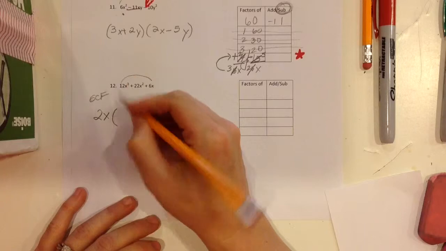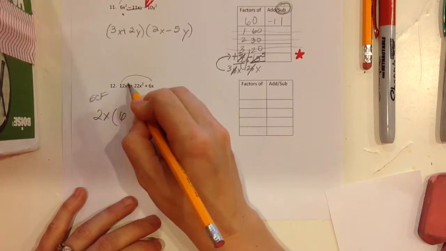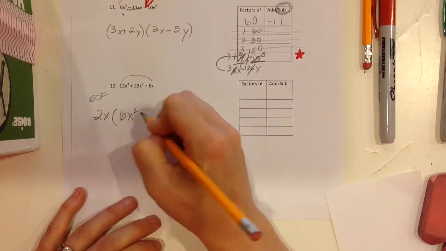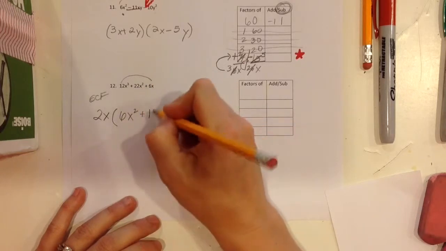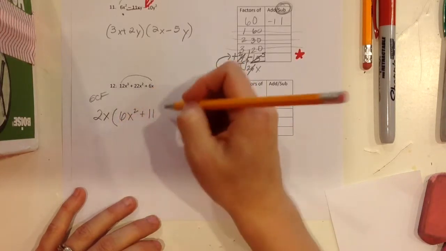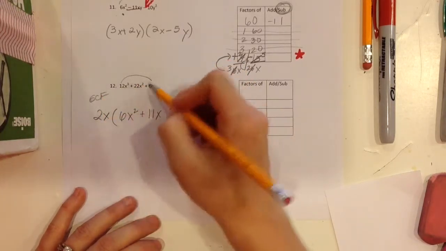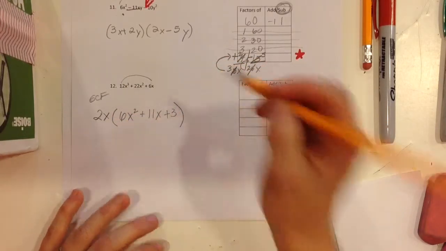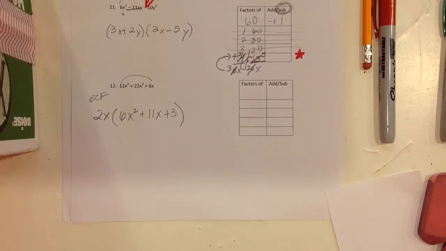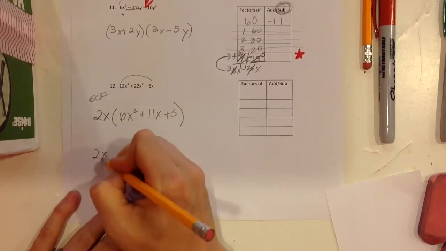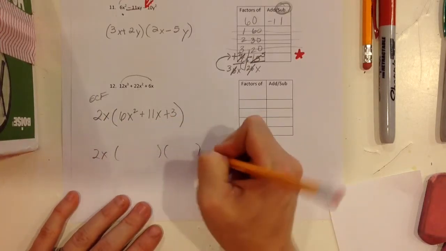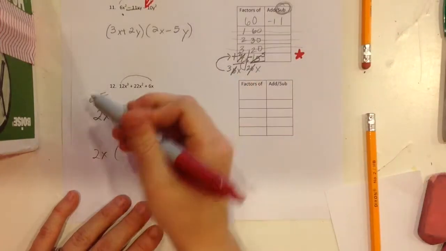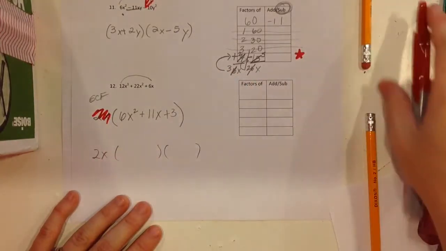So 2 will go into 12 6 times. If I take 1x from x³, I'm left with x². 2 will go into 22 11 times. If I take 1x from x², I'm left with x. 2 goes into 6 3 times. And if I take the x's out, it just cancels out. Now I'm going to go ahead and write my 2x down and put it in factored form, just so I don't get confused when I'm doing my bottoms up.